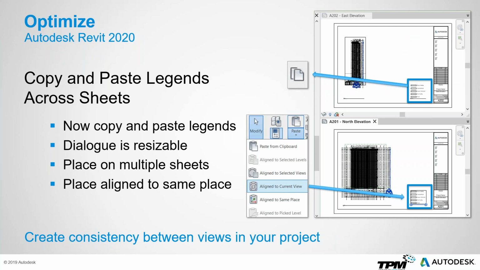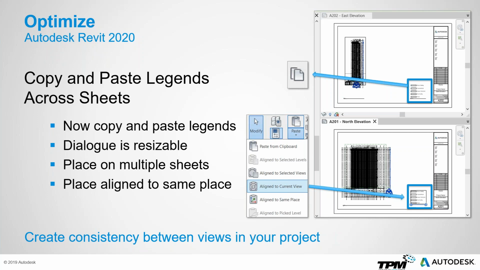Oftentimes we have legend views. One of the claims to fame of the legend view is the fact that it's one of the few elements that can be placed on multiple sheets. Typically, first floor construction can only be placed once. A first floor life safety plan can only be placed once. But legend views, by their nature, can be placed multiple times on multiple sheets.